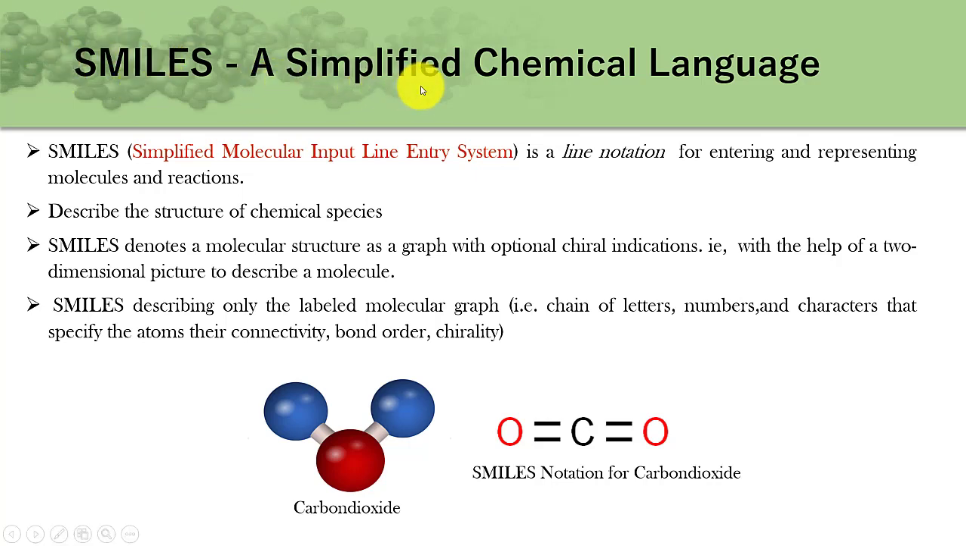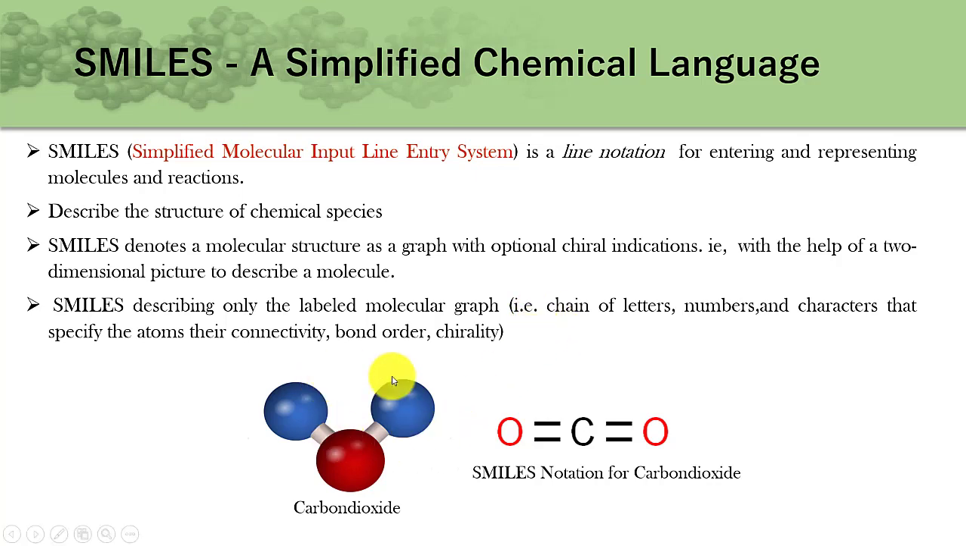SMILES is a simplified molecular input line entry system, which is specified in the form of a line notation for describing the structure of chemical species. This SMILES notation can consist of a chain of letters, numbers, and characters that specify the atoms, their connectivity, bond order, as well as chirality. So the SMILES notation can be useful to represent any chemical structure in a single line.